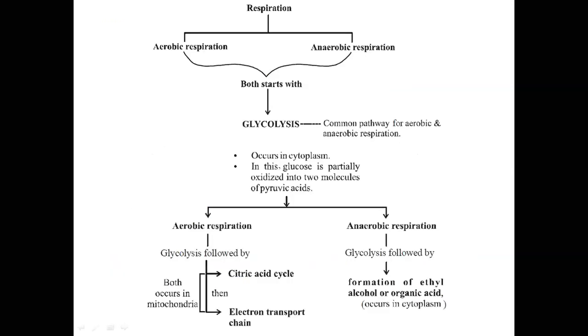Now let us proceed towards the respiration process. Let us see what the respiration process actually is. It is generally divided into two types: aerobic respiration and anaerobic respiration. Aerobic respiration is the one in which oxygen utilization takes place, and anaerobic respiration is the one that takes place without the use of oxygen.